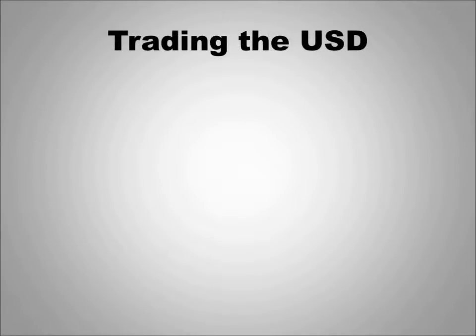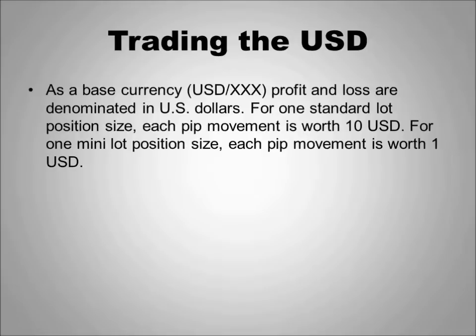Okay, so what do we need to know about trading the US dollar? As a base currency, the profit and loss are denominated in US dollars. For one standard lot position size, each pip movement is worth 10 US dollars. For one mini lot position size, each pip movement is worth 1 US dollar. So what I just explained to you was the value of the pip when we are trading the US dollar, whether we're going long or going short, if the US dollar is the bid currency.